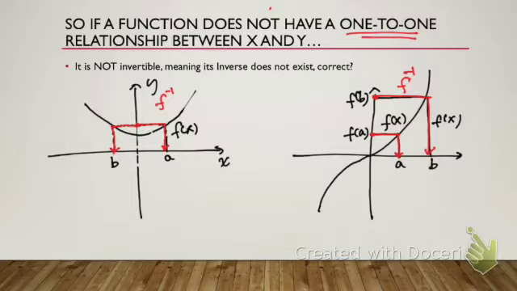So this is where we develop the notion that if a function has a one-to-one correspondence, meaning for every value of x, there is only one unique value of y that it maps to, and there are no other values of x that would map to the same value in y, then that means the inverse function will exist.